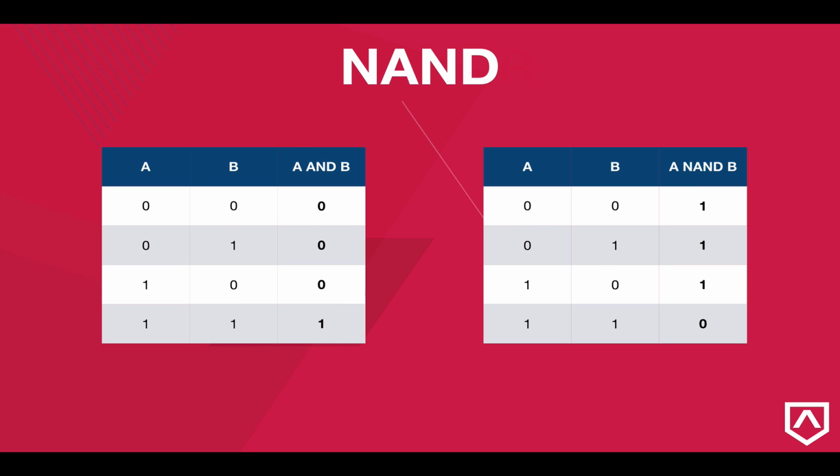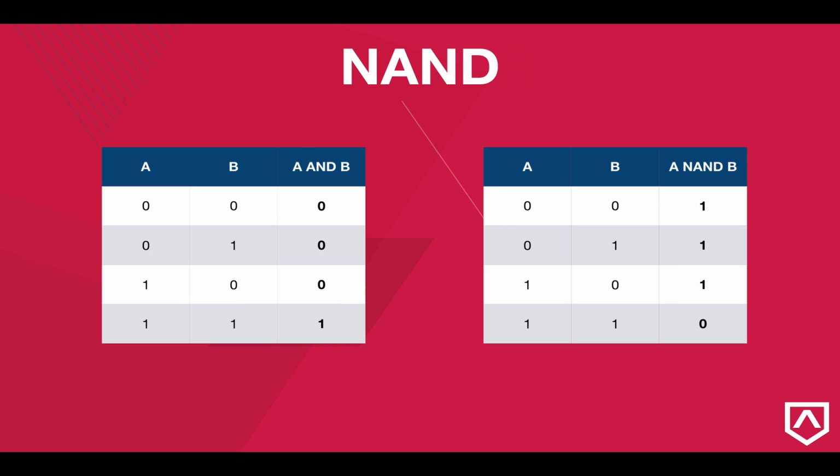But if you look at the result column of A and B on the left versus the result column of A NAND B on the right, you see that they are simply inverted. Every place there's a 0 in the A and B column on the left, there is a 1 in the A NAND B column on the right, and vice versa. So it's just like an AND, except inverted.